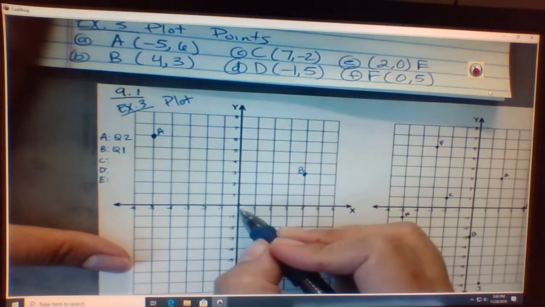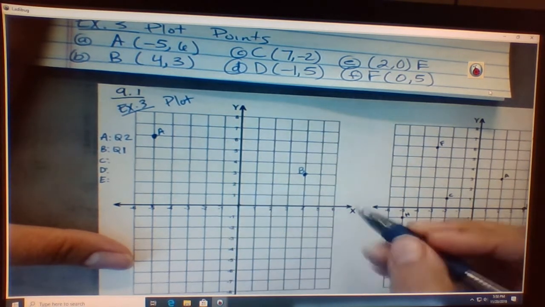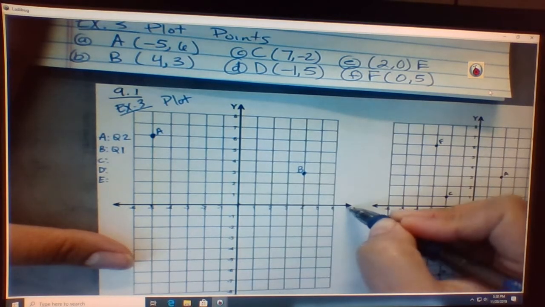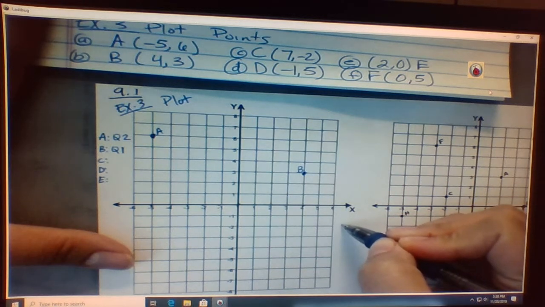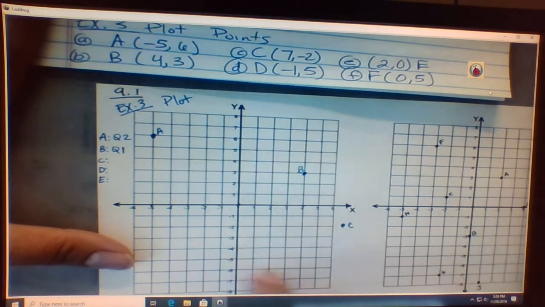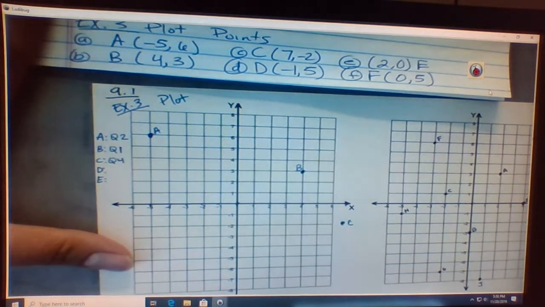C, +7, so right or left? Right. And I don't have enough, but 7 would be right there, right? And then I have a -2, which means down 2. It would be about right there. This is point C. And what quadrant is this in? 4. Q4. Quadrant 4.